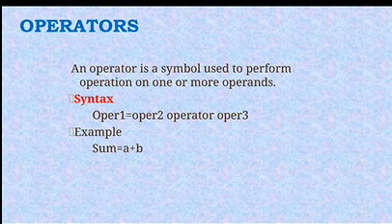Operator is a symbol that tells the compiler to perform specific mathematical or logical functions. Any programming language is rich in built-in operators and provides the following types of operators. That means arithmetical operator, relational operator, logical operator, bitwise operators, assignment operators, like that. So many operators are there.